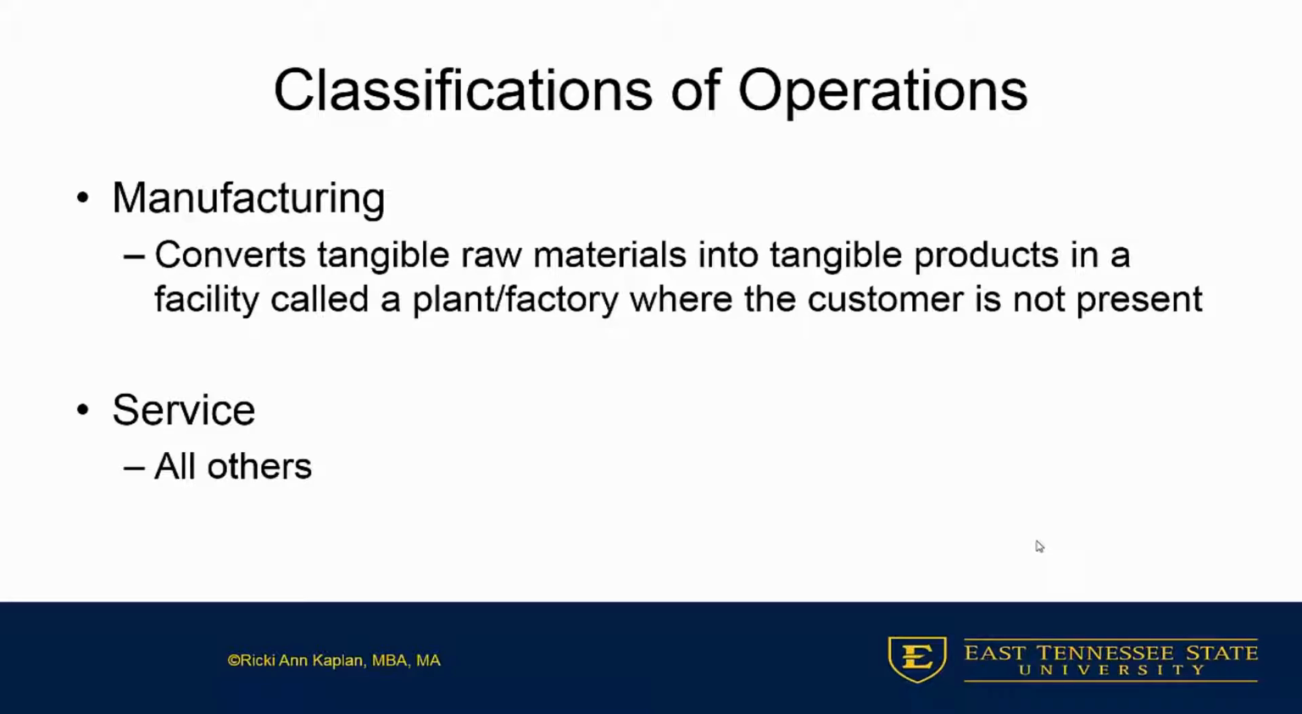Classifications of operations. Operations literally fall into two classifications: manufacturing or services. Manufacturing converts a tangible raw material into a tangible product in a facility called a plant or a factory where the customer is not present. What does tangible mean? Touchable. So we're looking at things that we are producing that are touchable, that we can see, we can touch. And it's usually that the customer will not be present.